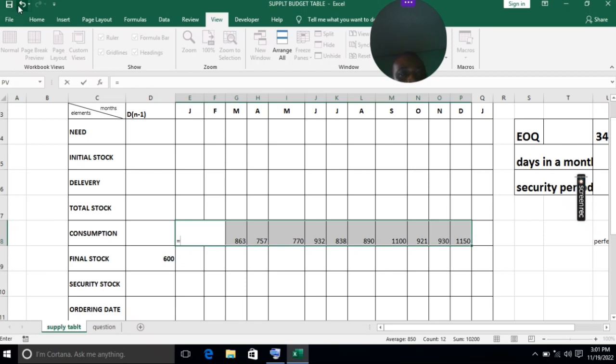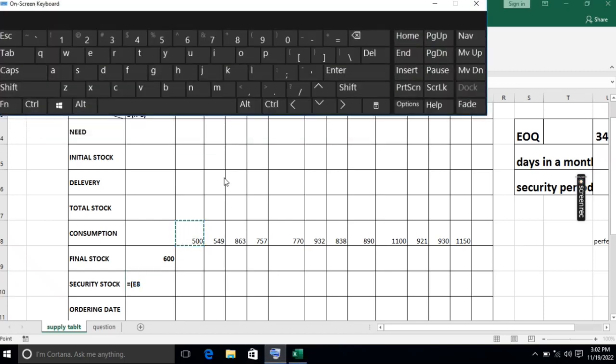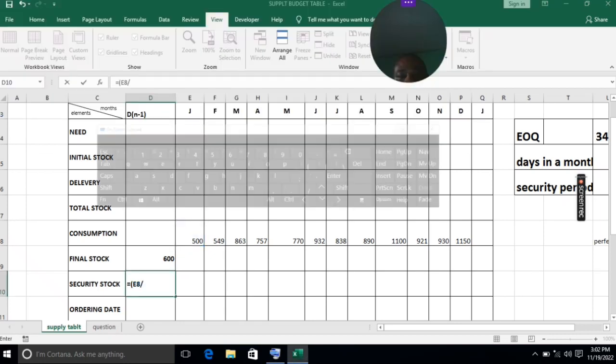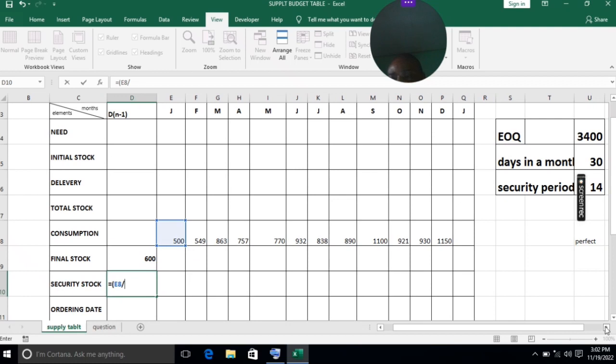So we have to enter a formula here that is going to automatically calculate our security stock for all the other months. So it's 14 days. So let's input a formula. The consumption for January divided by 30, and this 30 is because we are looking for a consumption for 1 day, so that we are going to multiply it by 14.